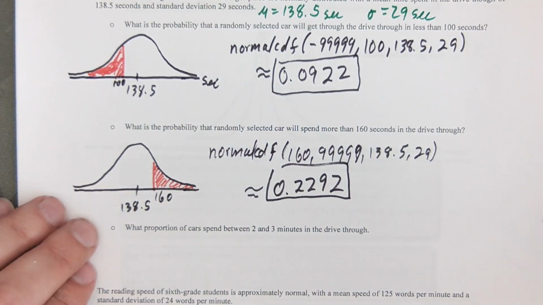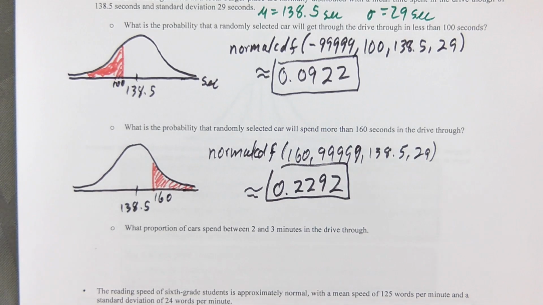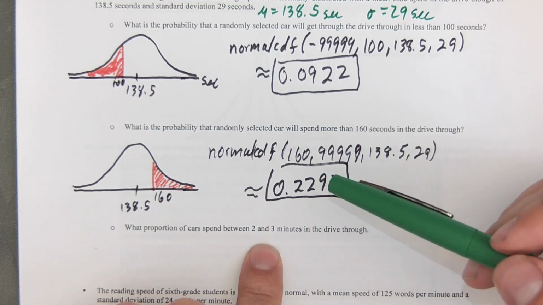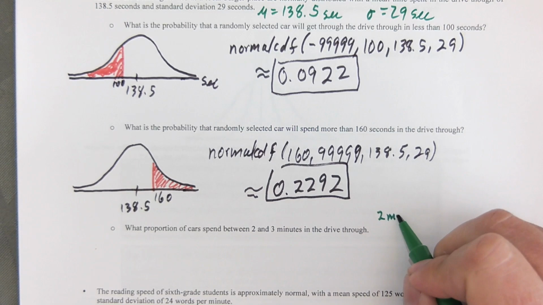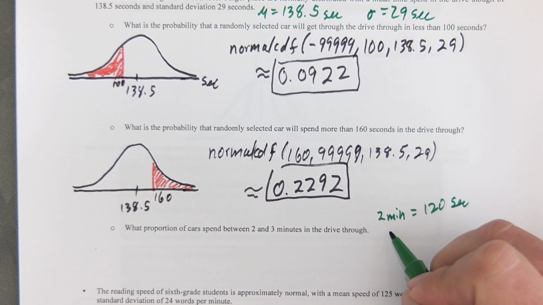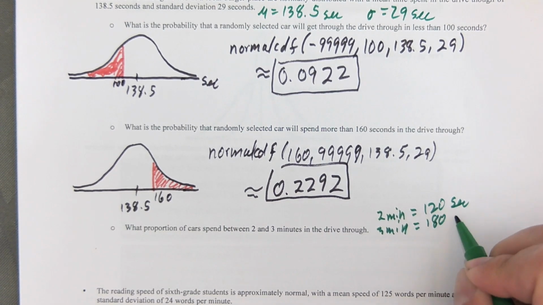Finally, for this one, what proportion of cars spend between 2 to 3 minutes in the drive-thru? I want to point something out here. We need to be extra careful. They gave this to us in minutes. All of our other ones are done in seconds. So I'm going to convert: 2 minutes is 120 seconds, and 3 minutes is 180 seconds.